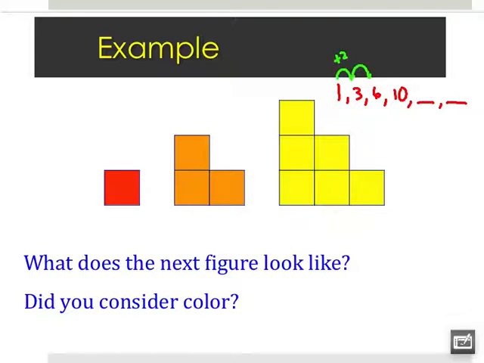+2, +3, +4. 15 and 21. Well done. Now that's one possible numerical pattern. Another numerical pattern we could set up.